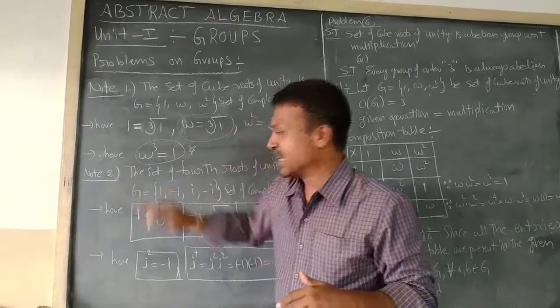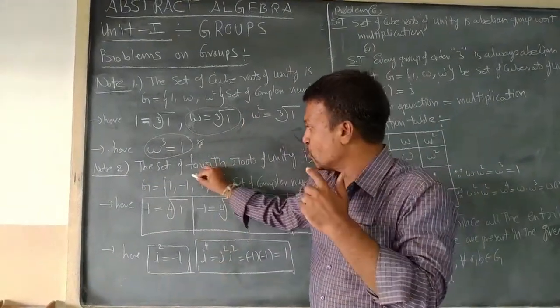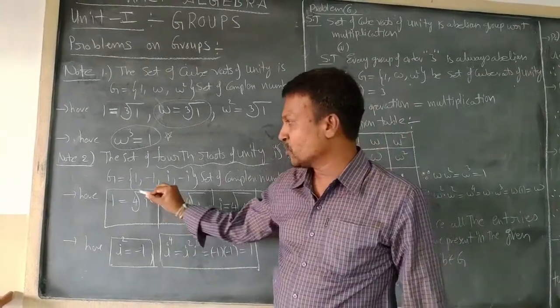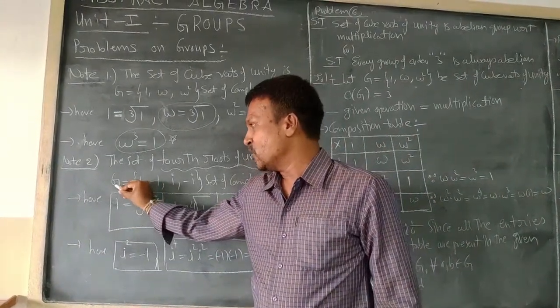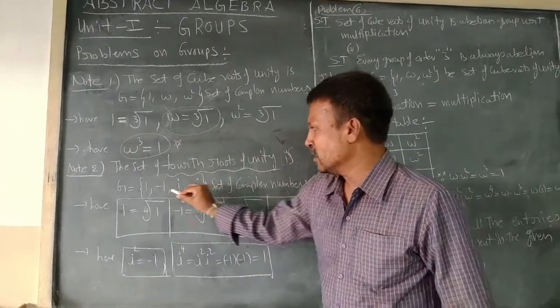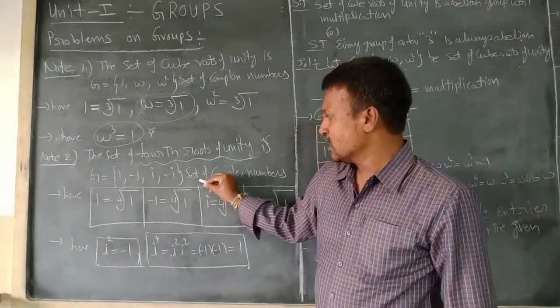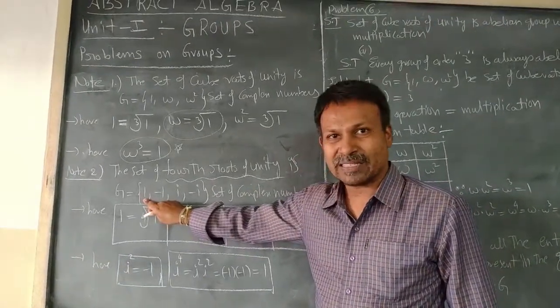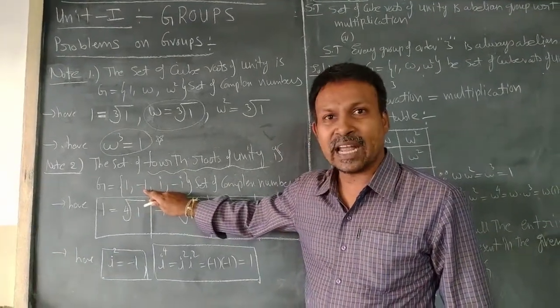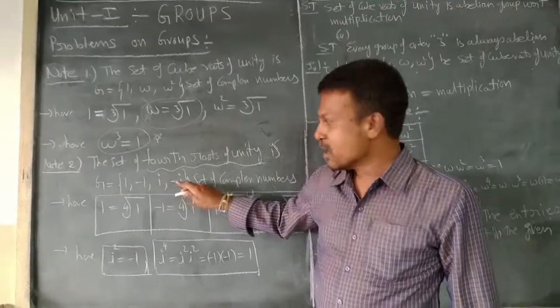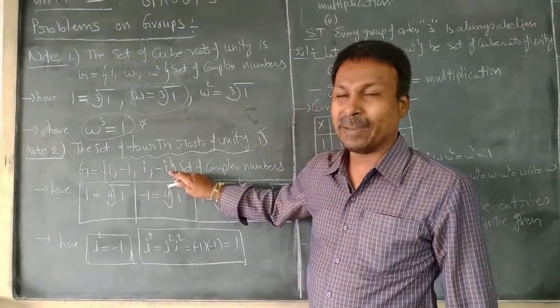So let us go for the second note, the set of fourth roots of unity. What is the set of fourth roots of unity? It is taken as set G is equal to {1, minus 1, i, minus i}. These four elements are also a set of complex numbers. And here 1 is treated as a complex number, minus 1 is also treated as a complex number, i is also treated as a complex number, minus i is also treated as a complex number.